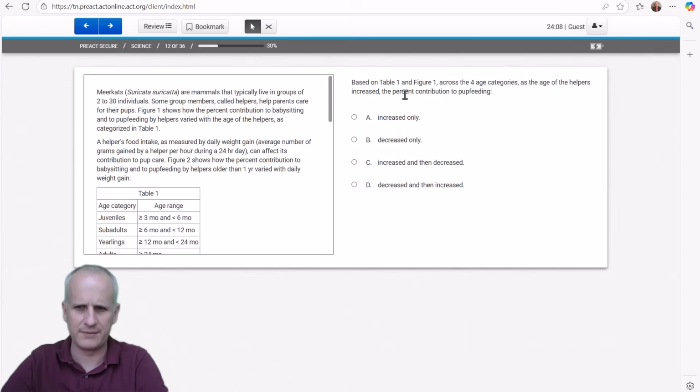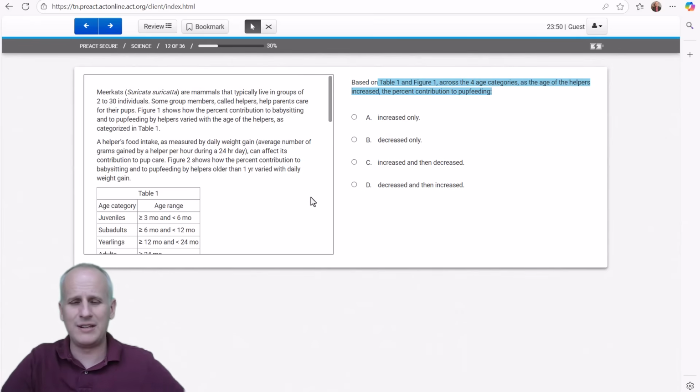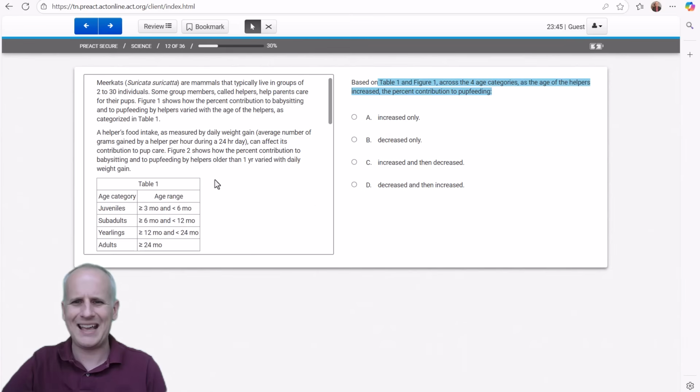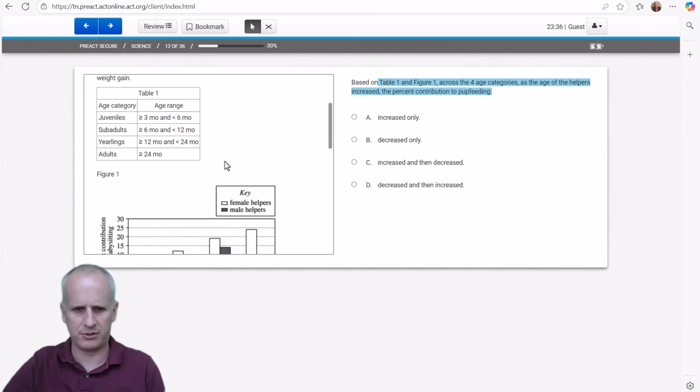Moving on to number 12, we've got our third little passage beginning, and it reads, based on table 1 and figure 1, across the 4 age categories, as the age of the helpers increased, the percent contribution to pup feeding blank. So remember, again, we are not going to engage with an upfront read here. We're going to go straight to table 1 and figure 1. So table 1, we've got the age categories, and we can see that it goes from juveniles to adults, and you can kind of follow this is just the ages, and it goes up.